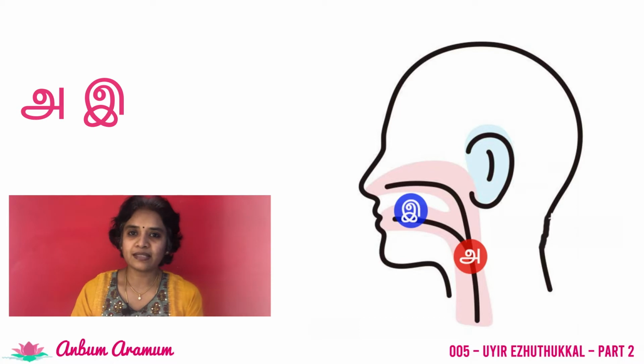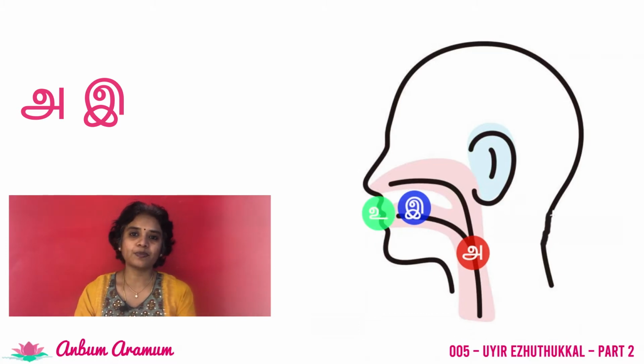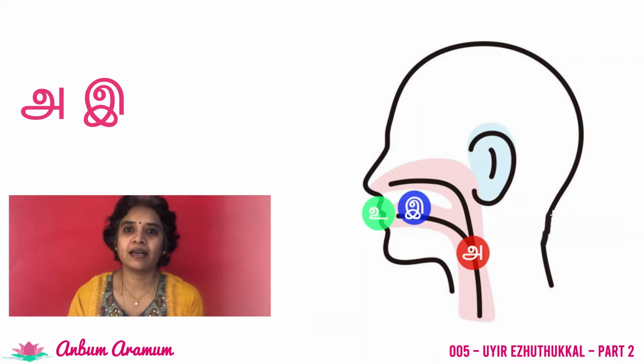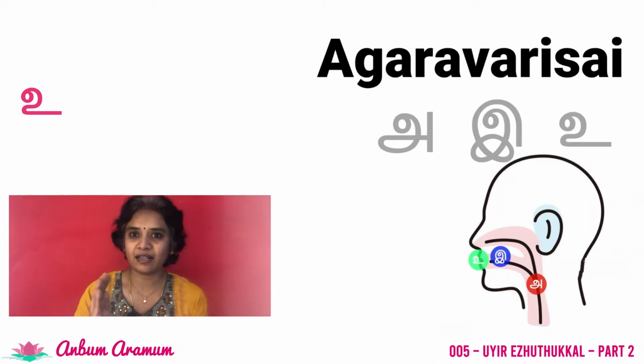So now let's place this Ezhuthu E after A. Now let's see what happens when we make the sound to come from the front portion of the mouth. So now while saying A, we create a boundary in the front of the mouth like this. So we say A, oo, A, oo. We get the sound oo, and this is how it looks. So now we place this Ezhuthu after the Ezhuthu E. So now we have placed the three Ezhuthukkal in the Agara Varisai.